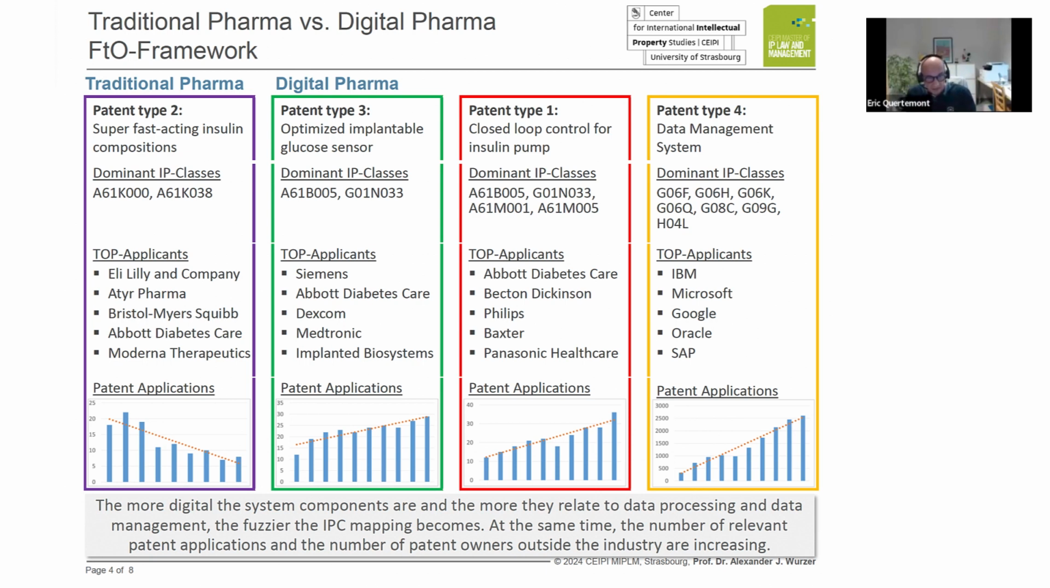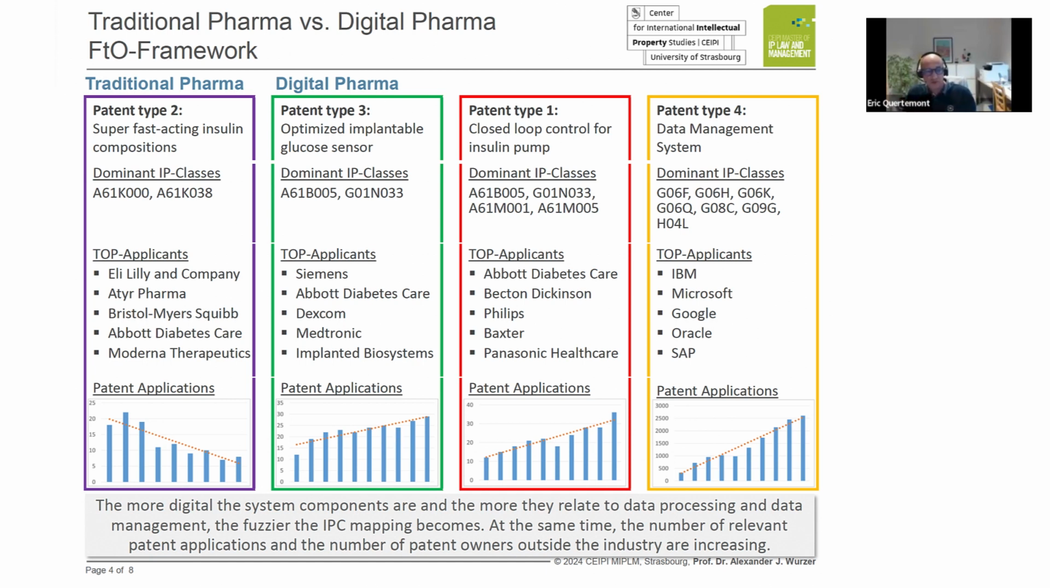And at the end of the column, very interesting, the evolution of the number of applications. So in the traditional pharma, a small number of patent applications, which is decreasing. In the second and third columns, the number is not too high, but there is an increasing number of patent applications. And in the last column, a very high number of patent applications that needs to be considered as increasing.